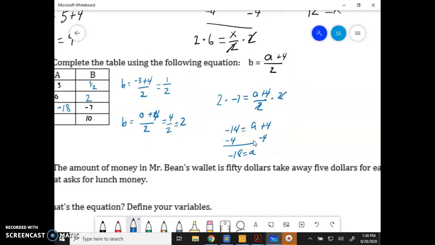Now I'm going to try putting 10 in for b. So 10 is equal to a plus 4 over 2. We're going to do the same thing here. We're going to multiply by 2 on both sides. This side cancels, the 2's cancel out. I get 20 is equal to a plus 4. And just subtract the 4 again. And I get 16 is equal to a.